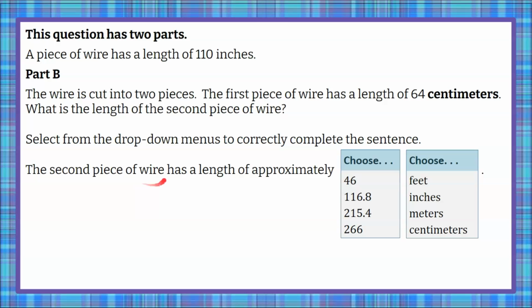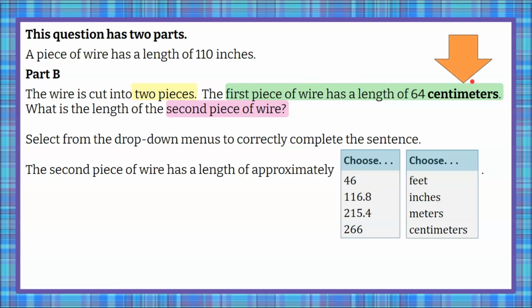The second piece of wire has a length of approximately, you get 4 answer choices, and then you need to determine the unit. So pause the video here, pick your value and your units, and then come back and hit play to see the solution. Good luck. Welcome back. So we're going to have a wire cut into 2 pieces. The first piece is 64 centimeters. We're going to find the length of the second piece of wire.